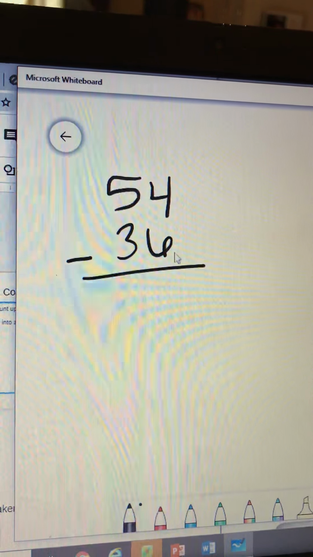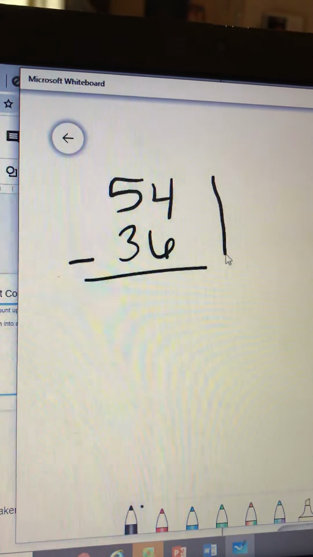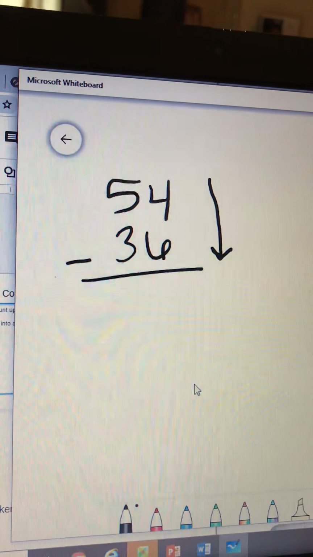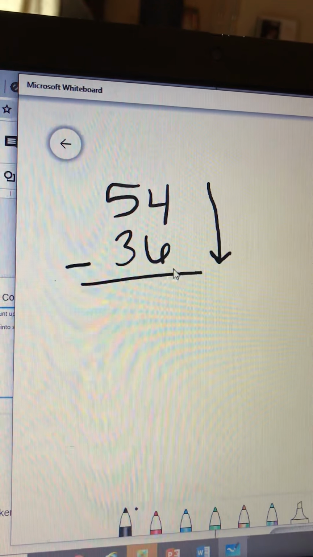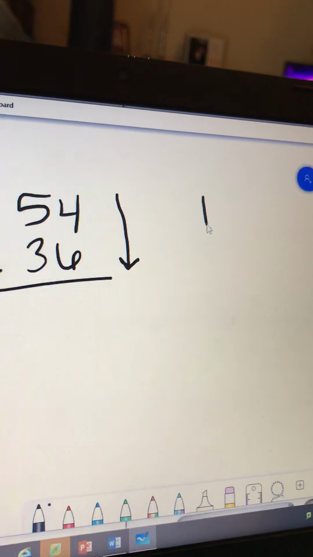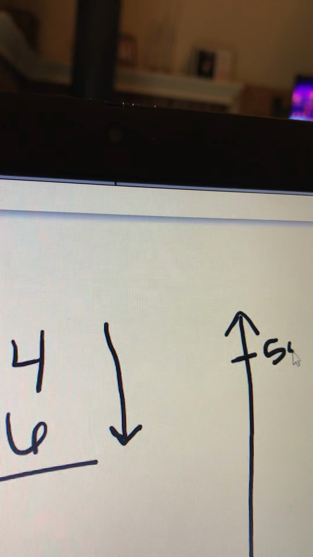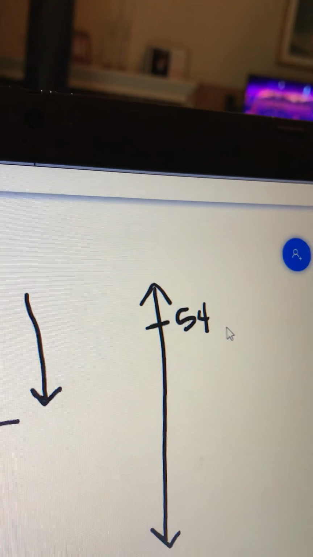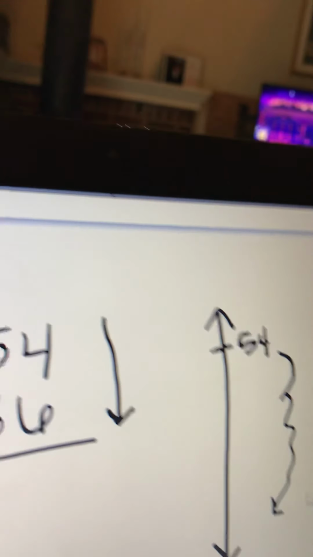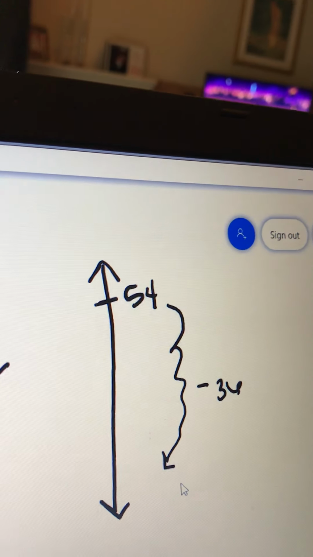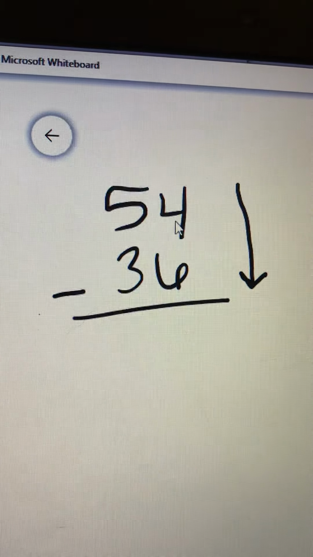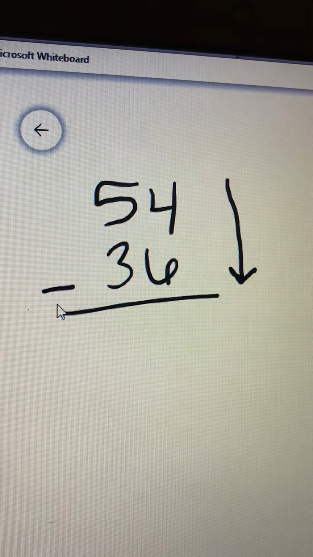In subtraction, you have to go from top to bottom. Okay? That's because we are starting with 54 and then we're going down 36. So like on the number line, what we're doing is we're at 54 and then we are taking away, we're subtracting 36, okay? So that is why we have to start with the top number in subtraction, okay?